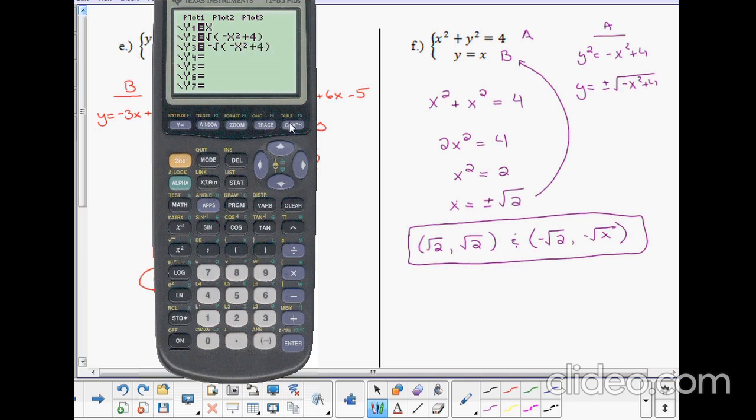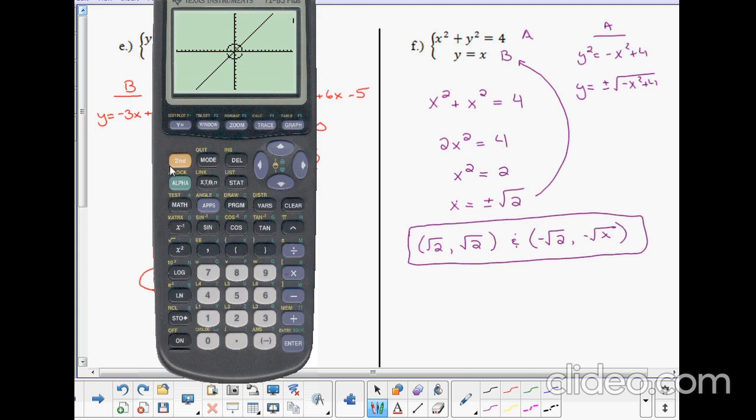Graph those, excuse me, and see that there are two intersections. Now I did do this in the rectangular view of the graph, and so it kind of looks like an oval, but if I were to change my zoom to the square version of the graph, it would look a little bit more like the circle graph that it is.